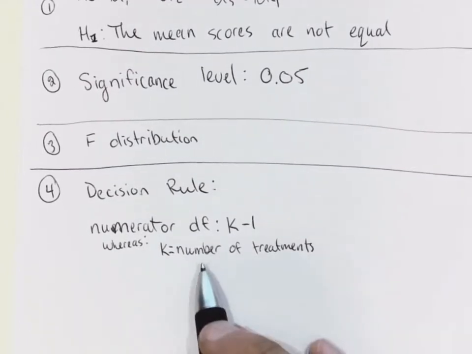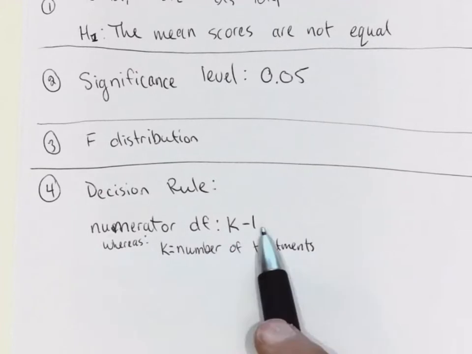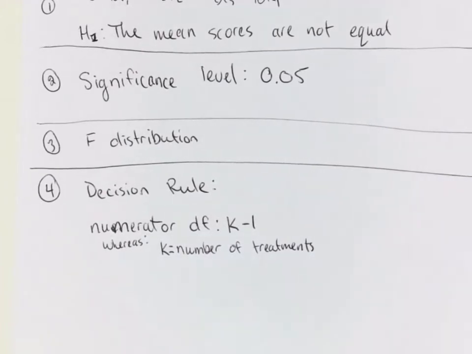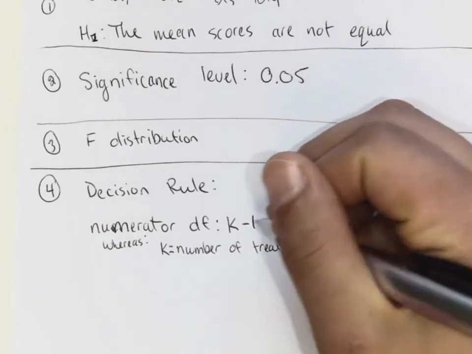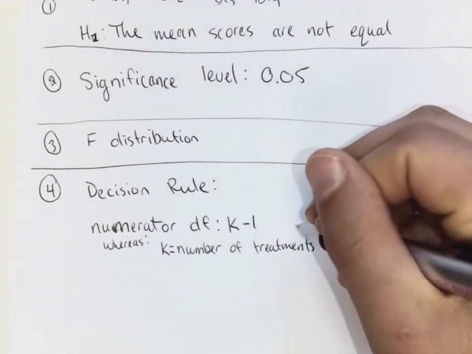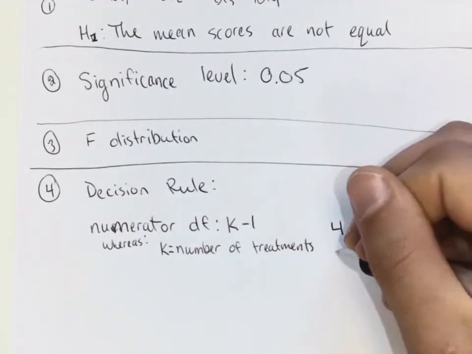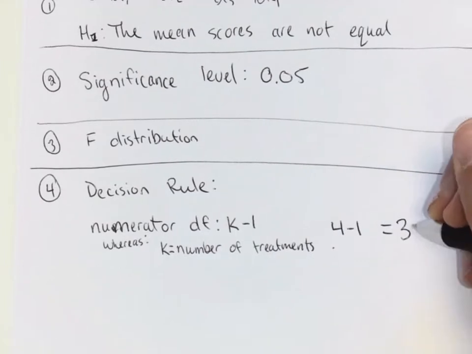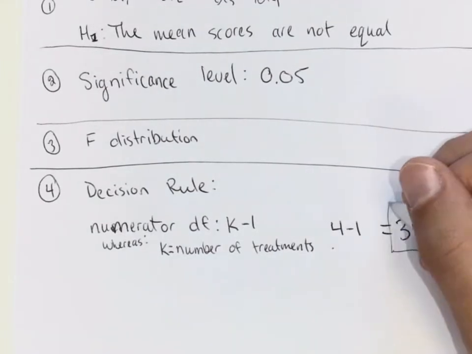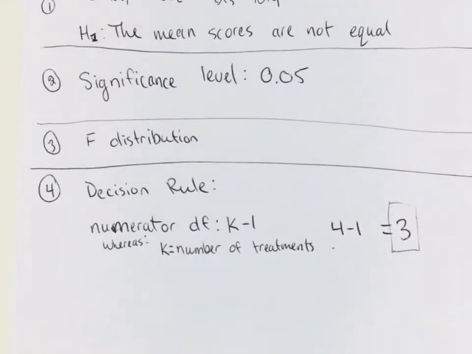So our numerator degree of freedom would be 4 minus 1, which equals 3. So that's our numerator degree of freedom.